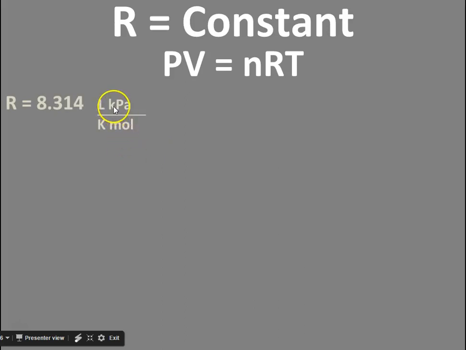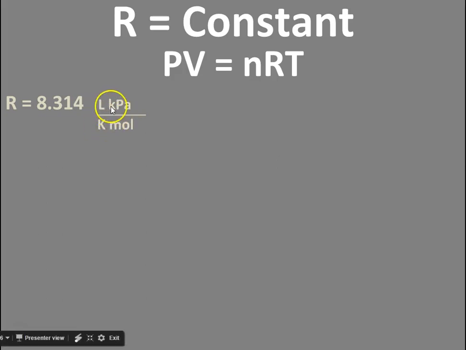If you are working in kilopascals, then you would use 8.314. And then this is the unit for R. So it's kind of a crazy unit, like the specific heat unit was a little weird. It includes all of our variables. But the important thing is that the pressure variable is kilopascals, and we have liters and Kelvin and moles.